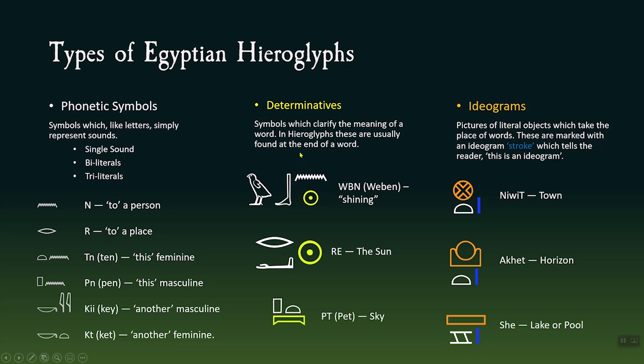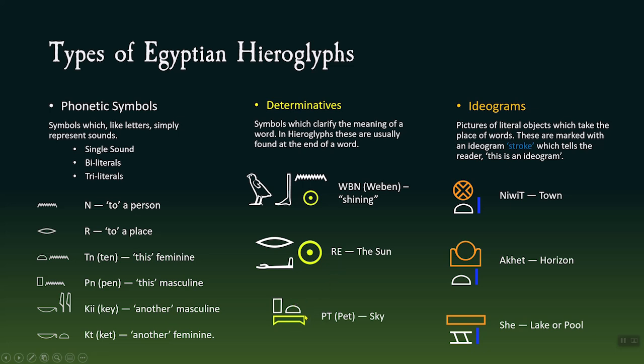In addition to this, you have what are called determinatives. These are basically symbols that help to clarify the meaning of a word. So, for instance, here in this case, we have the word weben. We have W-B-N, and then we have this little symbol for the sun right here. And what this tells us is that this word has something to do with the sun. Weben means shining. Or, for instance, here we have the word Ra, R-E, and then the little sun symbol tells us that this has something to do with the sun. In this case, it is the sun.